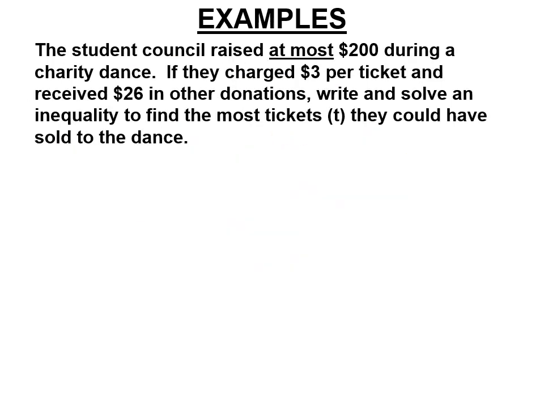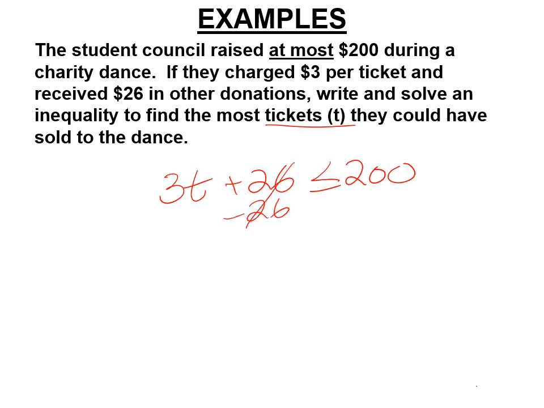A student council raised at most 200, so no more than 200. Right off the bat, I'm giving you the inequality symbol and the total. During a charity dance, if they charge $3 per ticket, there's our unit rate, but they already received 26, so there is the equation written, or the inequality written. Now we're going to solve it. We're going to subtract 26 from both sides. We got some borrowing to do here, right? Notice that 10 becomes a 9.